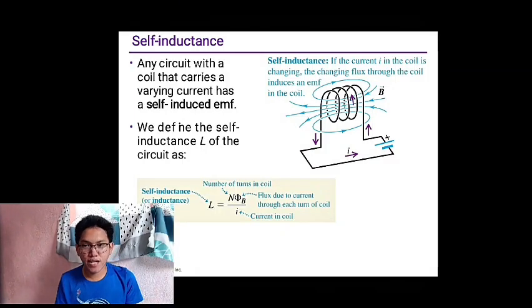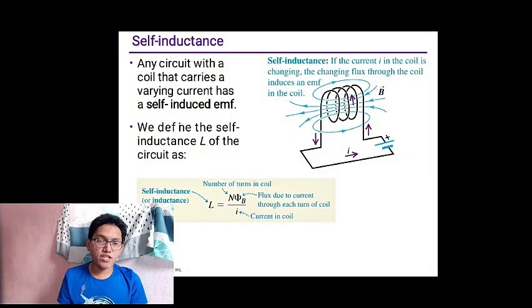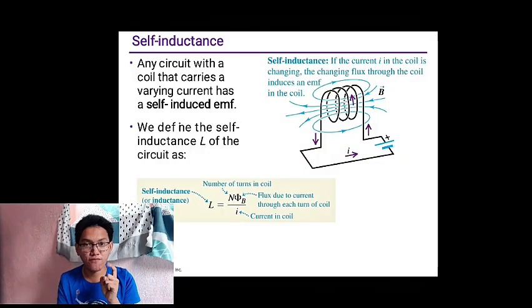So it has a formula, which is the electromotive force is equal to the negative L, which is a length, times the rate of change of current. So it's the same, but however, when it comes to the difference between the mutual and the self, mutual involves two. However, self-inductance involves only one. That's why it is called self.